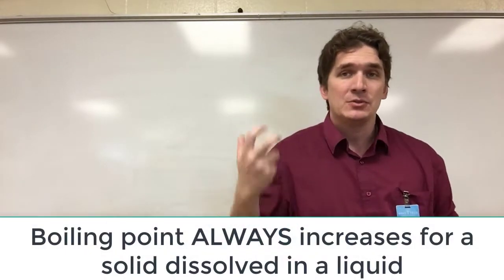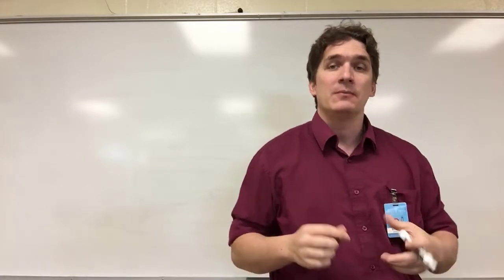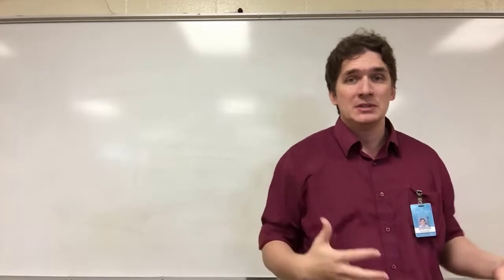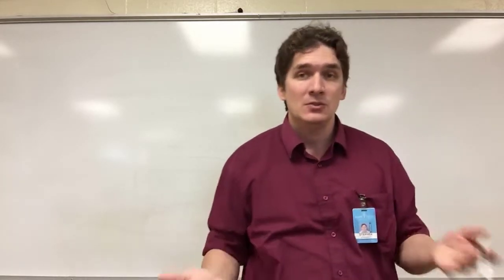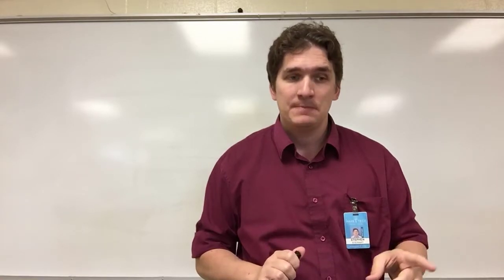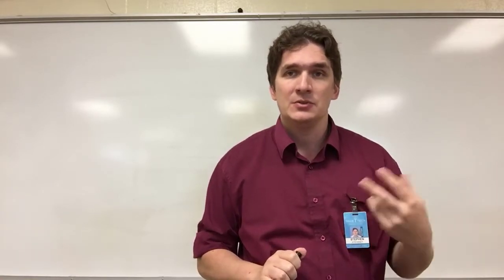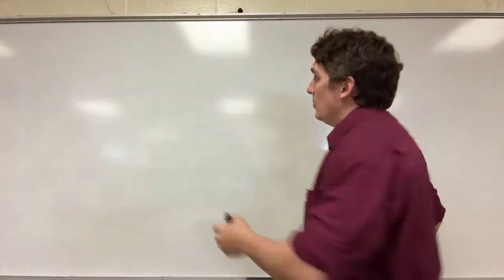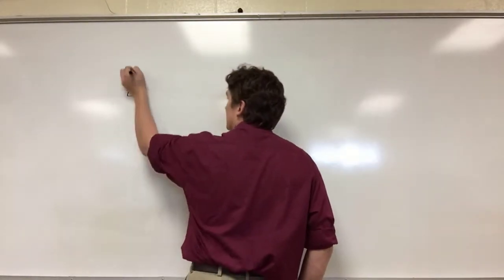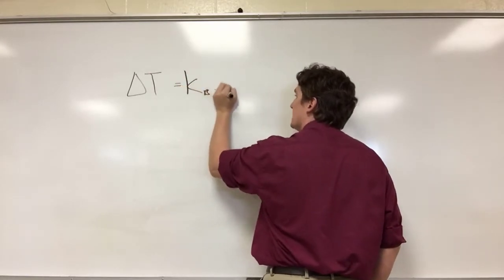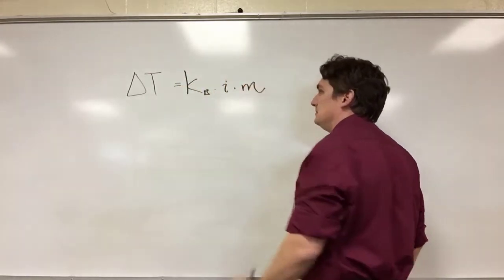So what is the actual quantitative relationship between boiling point changes and the amount of solute added? Well, it's going to look really similar to freezing point. And again, it's because we're going to make two major assumptions. We're going to assume we're sufficiently dilute, and we're also going to assume that this is a colligative property. It doesn't matter what's dissolved in the solution. What we get is delta T equals KB times i times m.